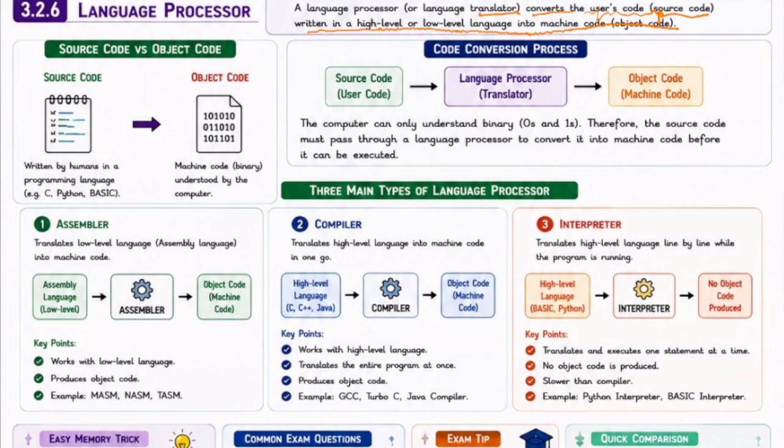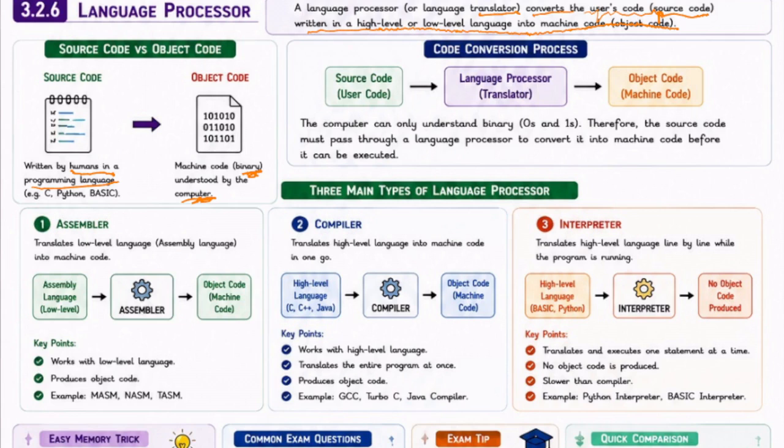Now, what is the difference between source code and object code? Source code is written by humans in a programming language: C, C++, Python, Basic, and so many of those source codes. The object code is the machine code, which is the binary, which is understood by the computer. So what converts source code to the object code is a language translator or language processor. Because the computer can only understand zeros and ones.